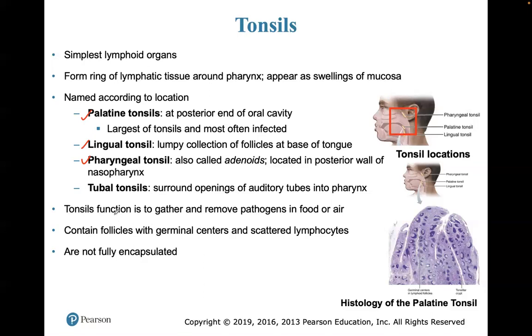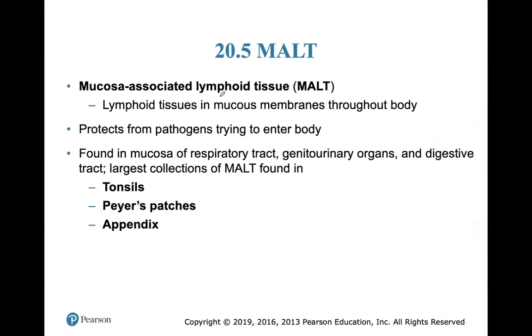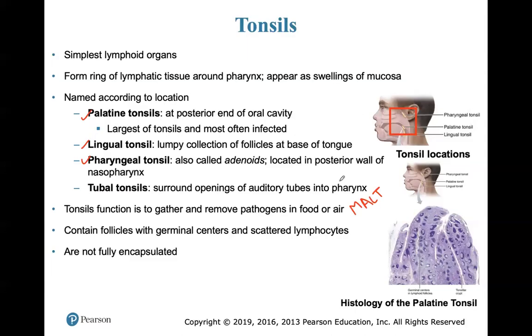What do they do? Their function is to gather and remove pathogens in food or in air. Which means the air that we are breathing or the food we are eating, if it has some form of pathogen, some kind of bacteria, tonsil can remove it. Why? Because of the presence of malt in it. Malt is the mucosa associated lymphoid tissue, right? So therefore, it has some immune function.